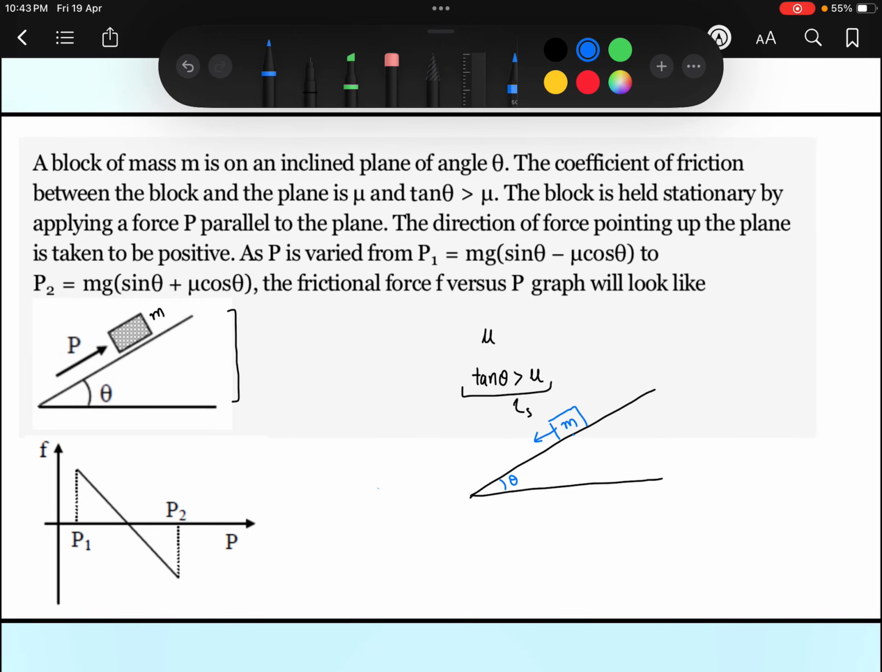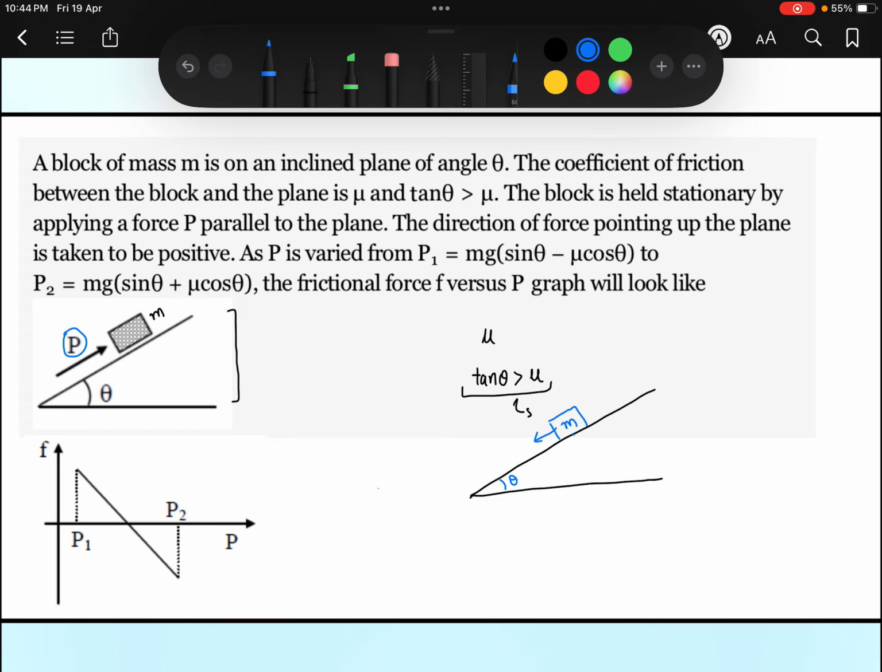Now the block is held stationary by applying a force P parallel to the plane. Okay, so this is the force P here, which is applied parallel to the plane to keep it stationary on this inclined plane. The direction of force pointing up the plane is taken to be positive.